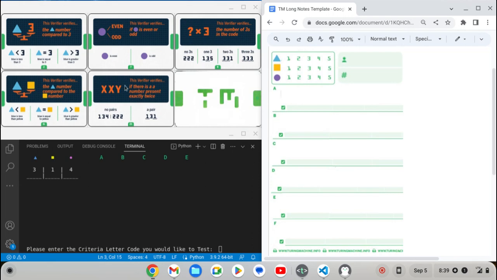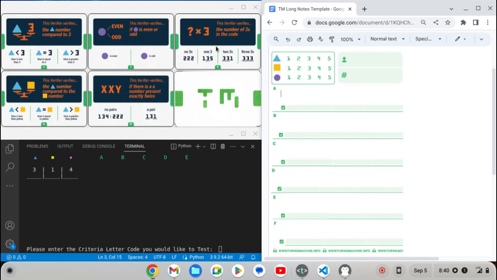So in the grid above, we've got our 5 criteria cards. On the top row, we've got criteria card A, criteria card B, and criteria card C. On the bottom row, we've got criteria card D and criteria card E. Criteria card A looks at our first digit, the triangle digit, and we'll be comparing it to the number 3. So should the value of triangle be less than 3? Should it be equal to 3? Or should it be greater than 3? Criteria card B looks at our last digit, the circle digit, and will let us know whether its value is an even digit or an odd digit.